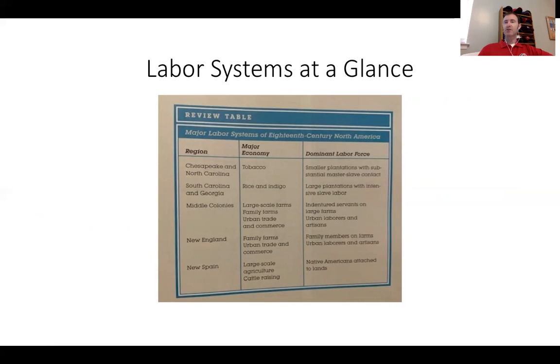So this chart is a really good chart. Tells you a little bit about the economy. Tells you a little bit about the labor force. A lot of you are probably not going to be real surprised by this, but just for the sake of giving you a little bit more food for thought. Chesapeake and North Carolina. Keep in mind, Chesapeake includes Virginia and Maryland. Tobacco, smaller plantations. Substantial master to slave contact. Now, a lot of you guys might already know that, yes, slavery, you are going to see that in northern colonies as well.